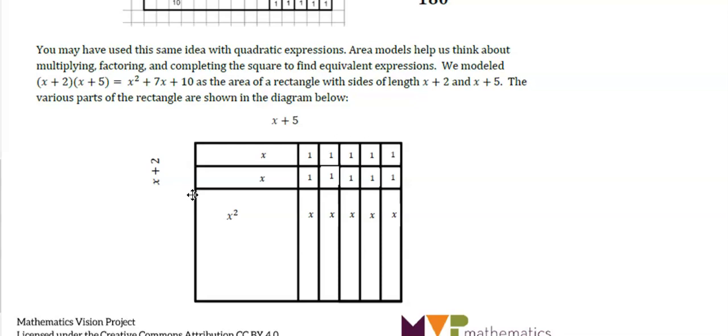So remember, in these diagrams, the long sections represent a length of x and the short sections represent a length of 1. So x plus 2 is this long length of x plus 2 short sections of 1 on the side here. And then x for the long section, and then 5 1s. So x times x gave us x squared. X times 2 gave us these 2 x's. 5 times 2 gave us these 10 1s. And then 5 times x gave us these 5 x's.